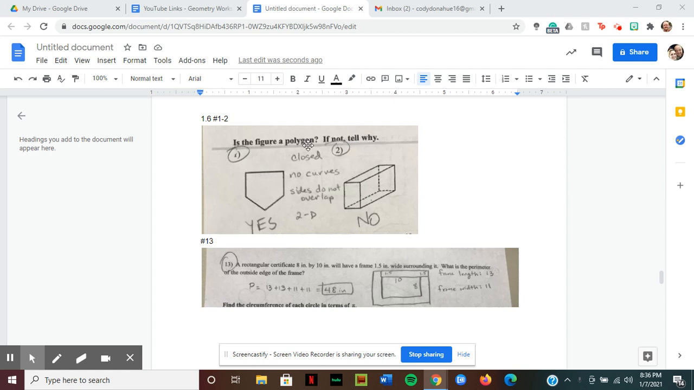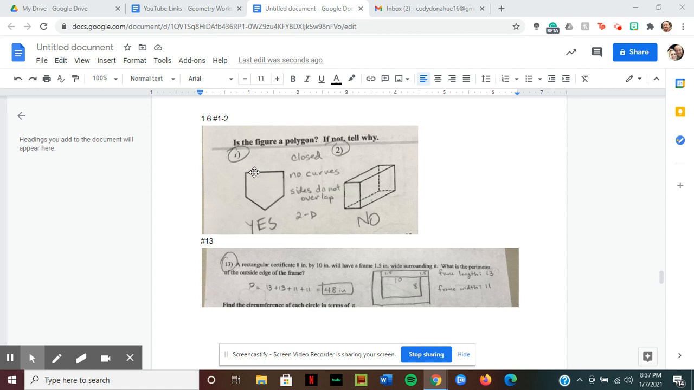So keep in mind that there are four different criteria that polygons have to meet. So first, they must be closed figures, which means there cannot be any holes where their sides are connecting. There can't be any gaping holes. They cannot have any curves, so anything that has a curved side cannot be a polygon. Their sides cannot overlap. So think about the letter X. You see basically two lines that are overlapping. So anything that has a case like that cannot be considered a polygon. And also, since we're talking about two-dimensional figures, it has to be a two-dimensional figure to be considered a polygon.